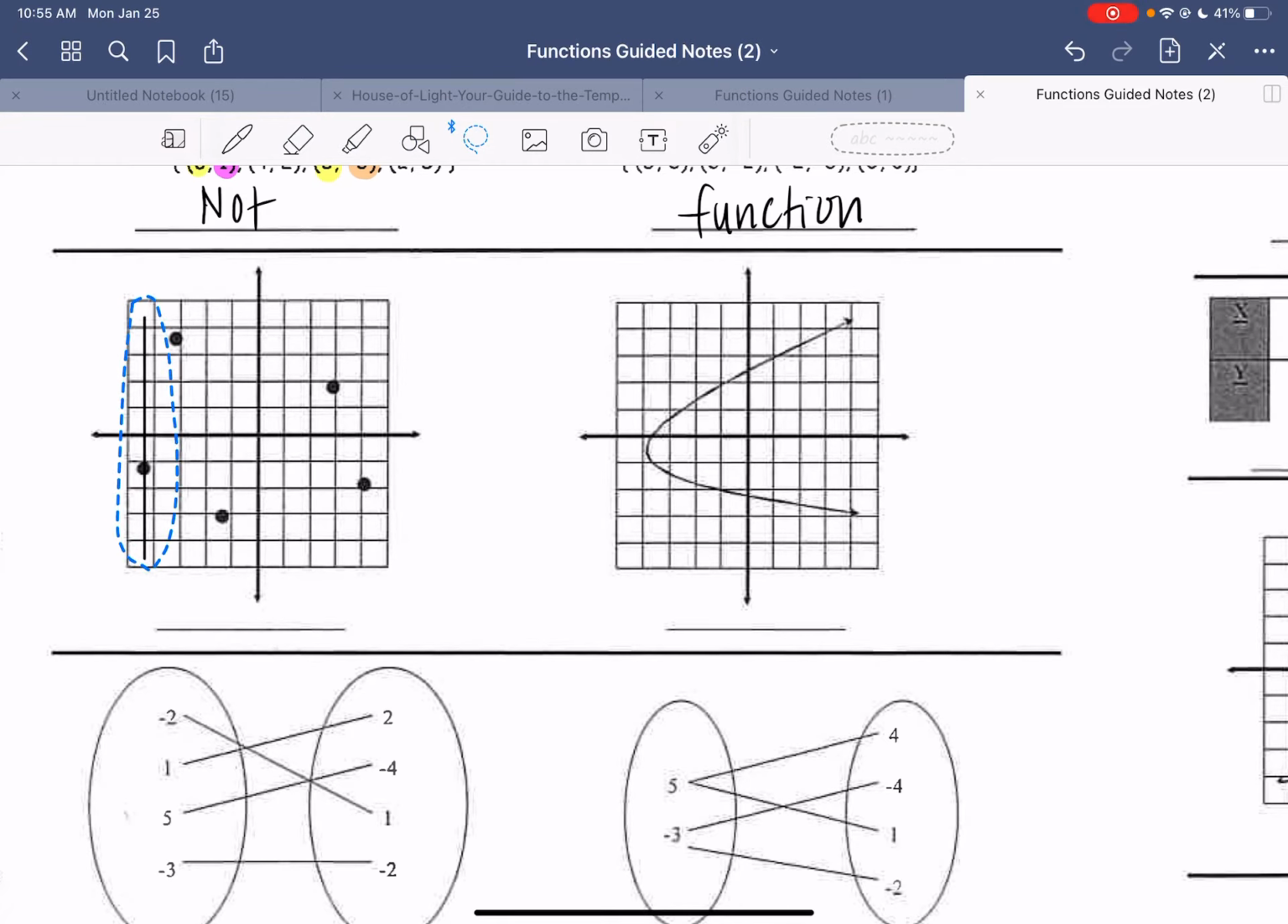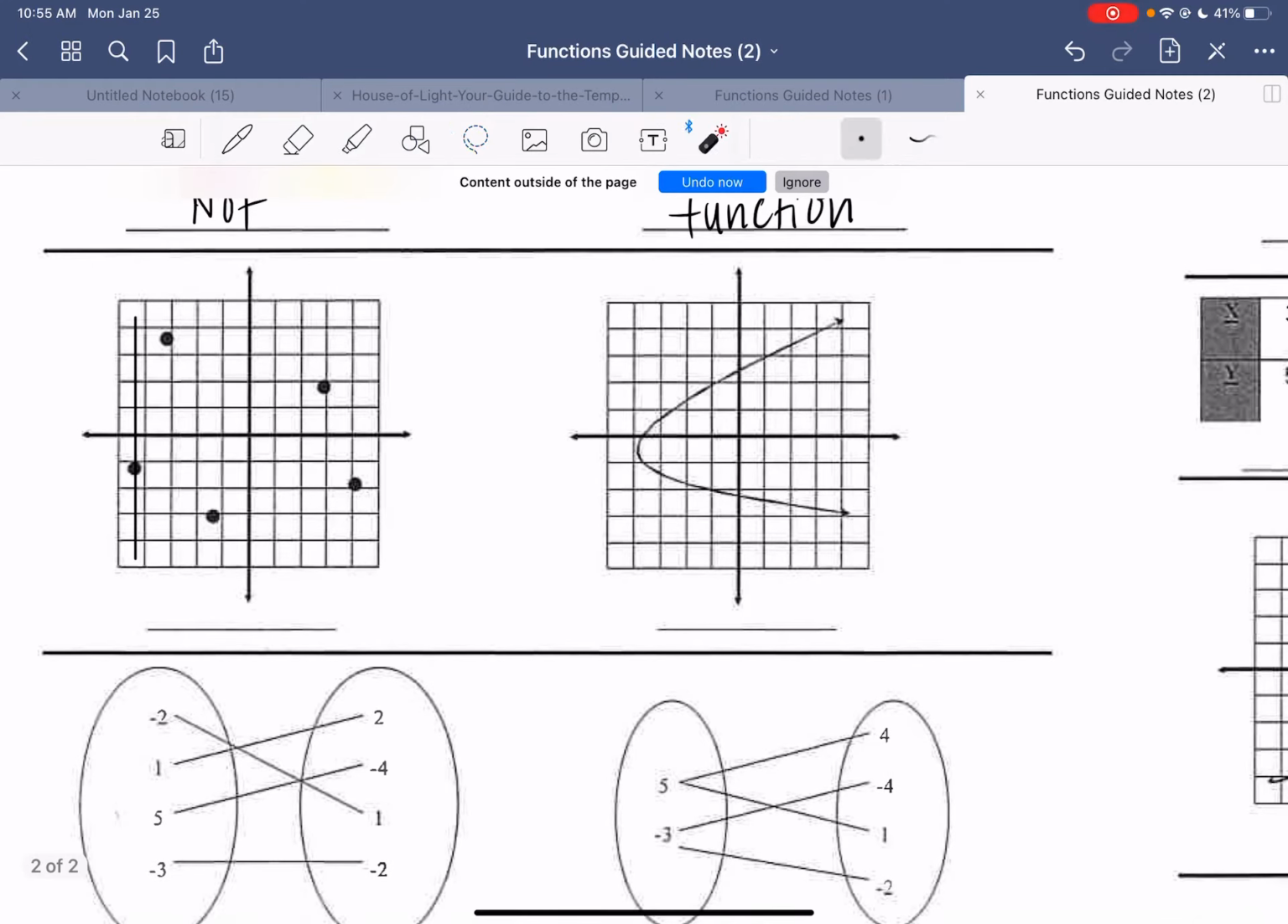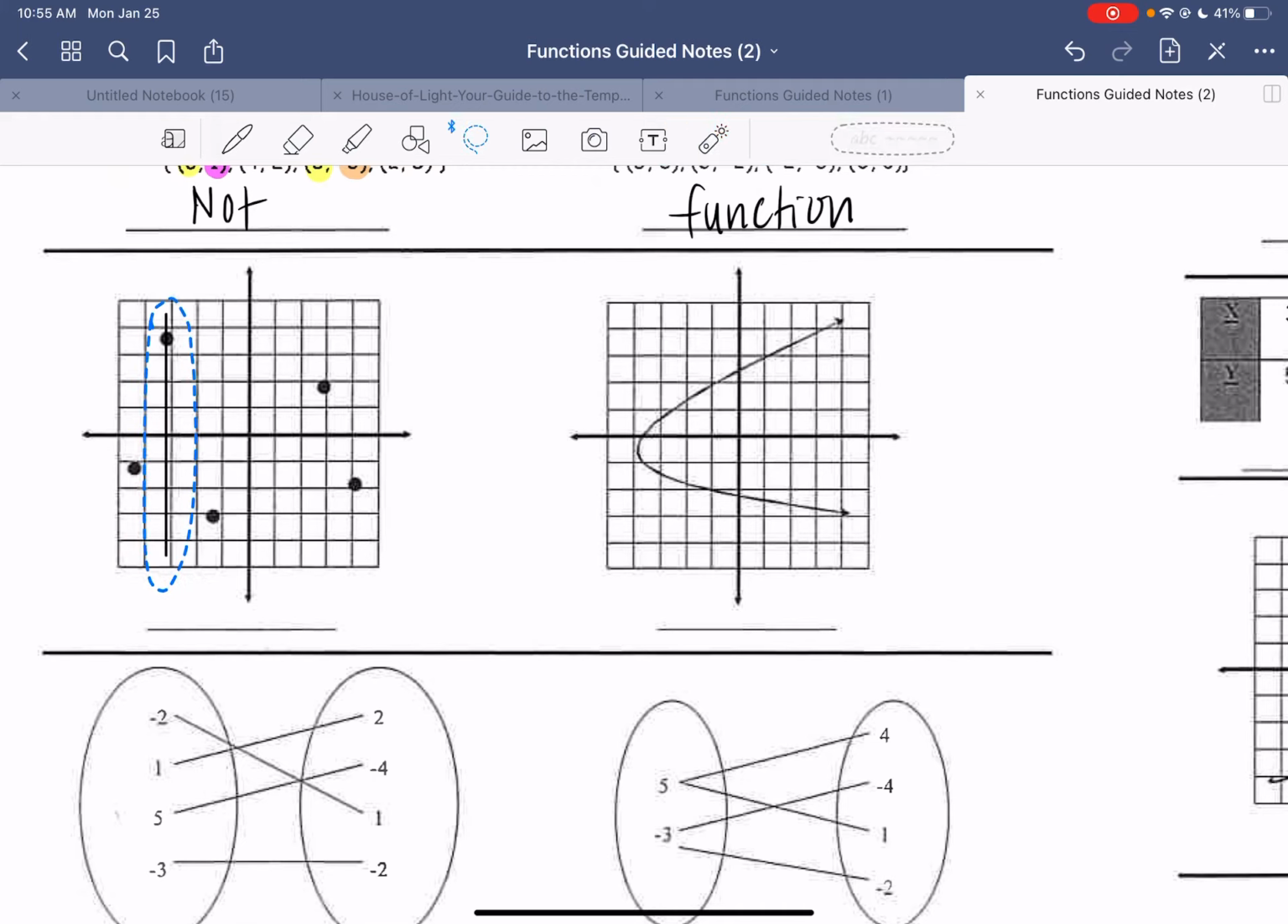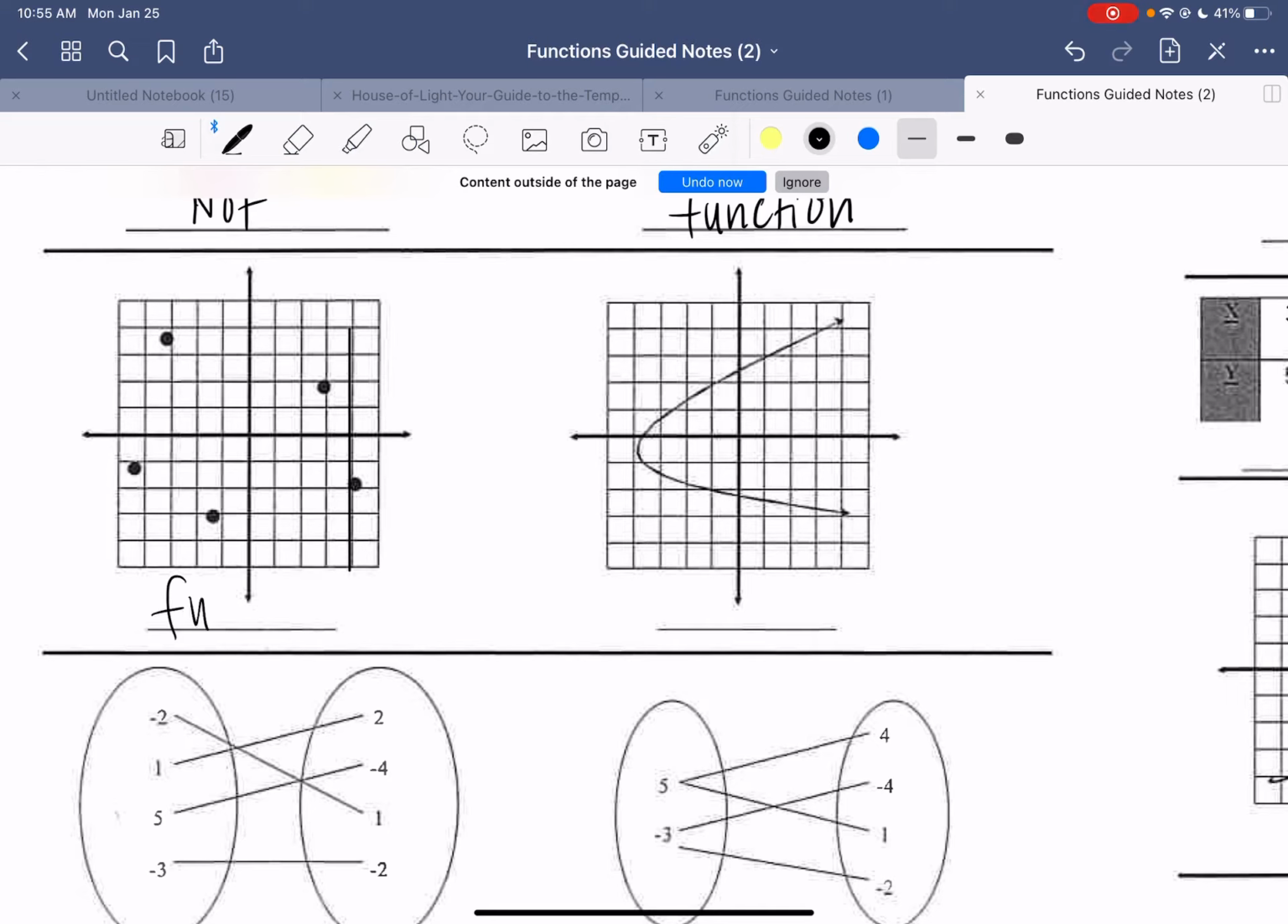So we see here, if I pause right here, the vertical line is only touching one of the objects. We see it's only touching one, only one, only one, only one. So that is going to be a function.